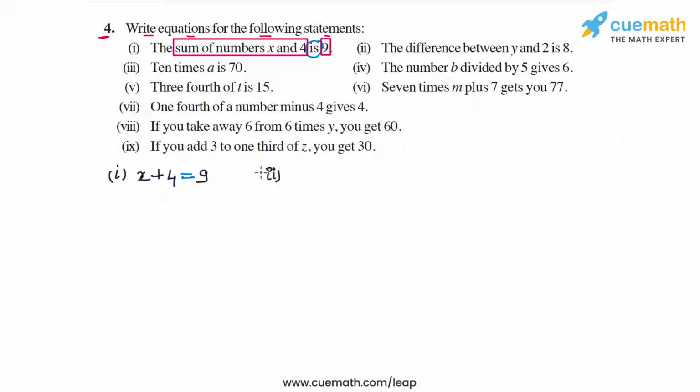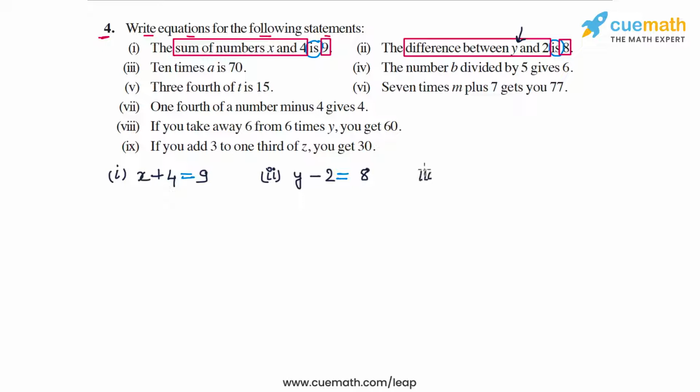So in part 2, the statement says the difference between y and 2 is 8. So "is" becomes equal to in the equation. Now the difference between y and 2, this is your LHS, and 8 is your RHS. The difference between y and 2 can be written as y minus 2. Technically speaking, it could also be 2 minus y, but in this case, because y is written first, we will go with y minus 2, and on the RHS we will have 8. So y minus 2 is equal to 8 is the equation that we get.